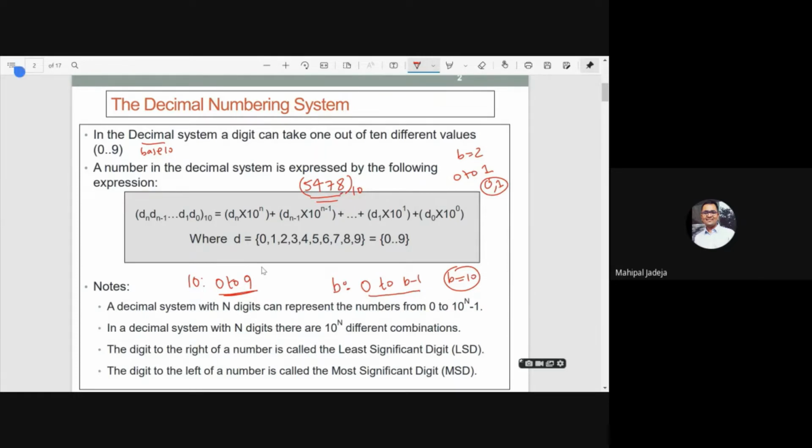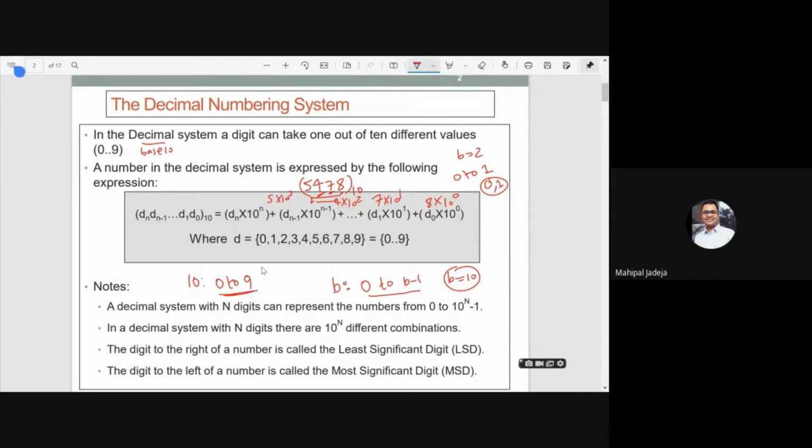Let's continue. Whenever I talk about some number, let's say 5478, then I know that the place value of 8 is 8 only. So I can write it like this: 8 into 10 raised to 0. Now if I talk about 7, then the place value of 7 is actually 70, which is nothing but 7 into 10 raised to 1. Whenever I talk about 4, the place value of 4 is actually 400, which is 4 into 10 raised to 2. And whenever I talk about 5, the place value of 5 is 5000, which is 5 into 10 raised to 3, right? And so on.